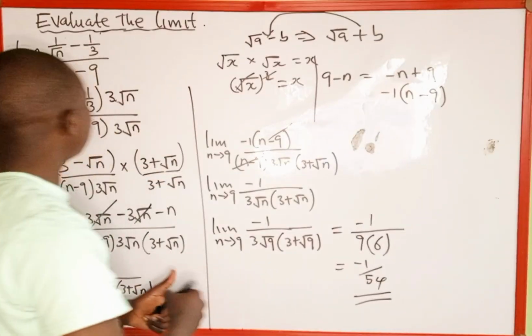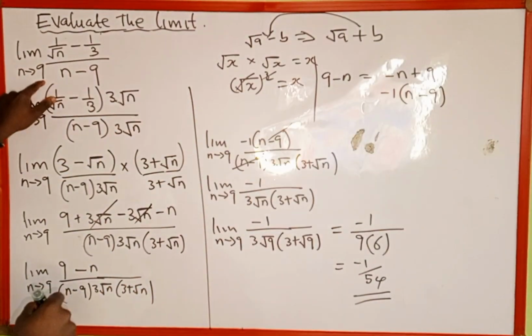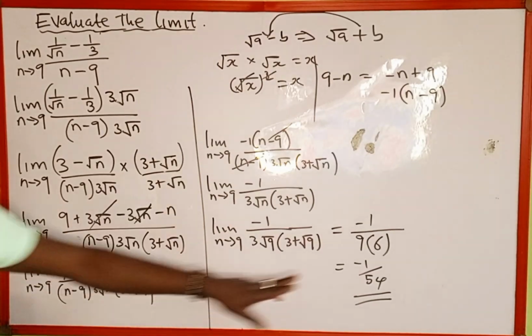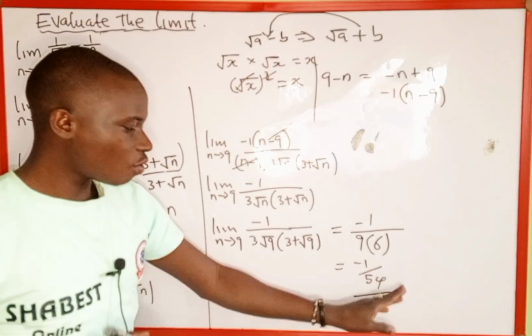So the limit as n approaches 9 of (1 over root n minus 1 over 3) over (n minus 9) goes to negative 1 over 54.